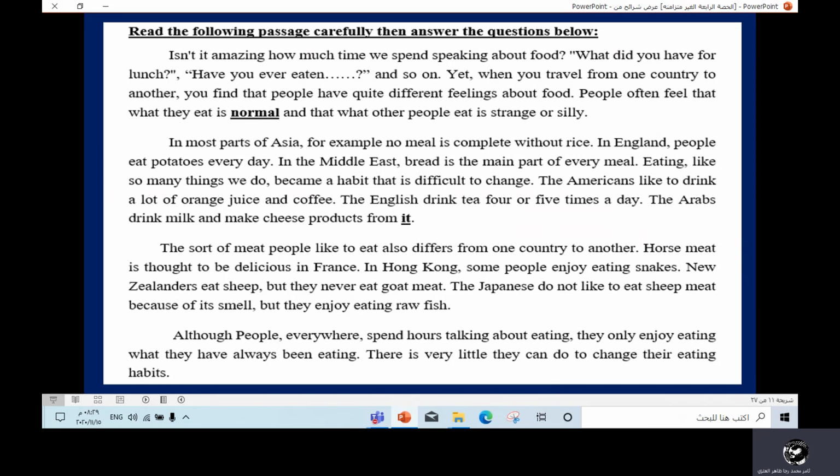So this is paragraph number 1, and it's talking about the differences between the countries. And we have the underlined word normal here. Maybe he will ask you about the opposite of this word, or maybe he will ask you about the meaning of this word. Let's move to the second paragraph.